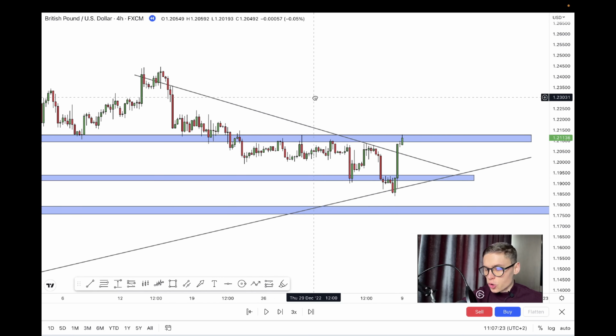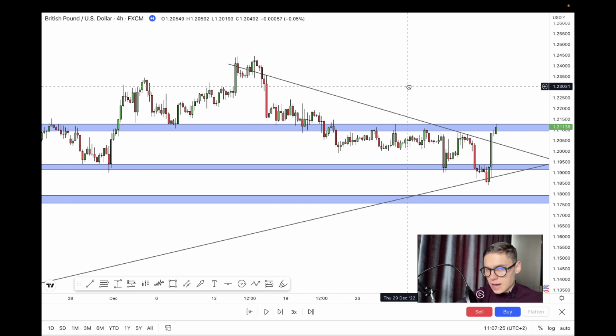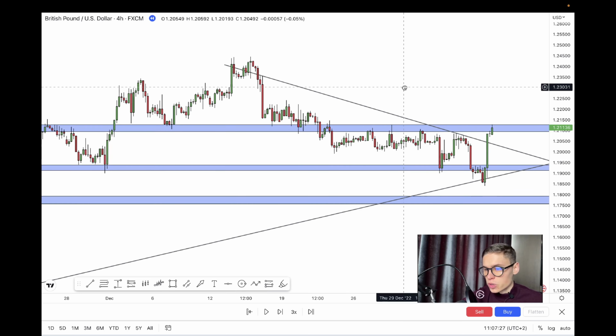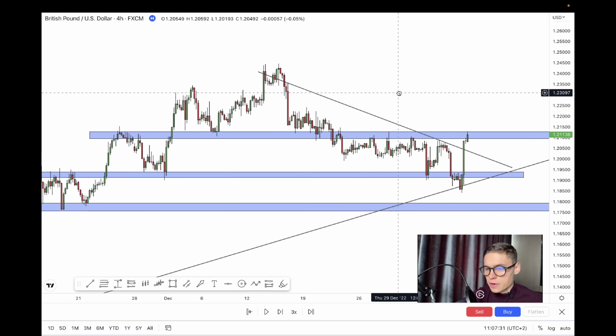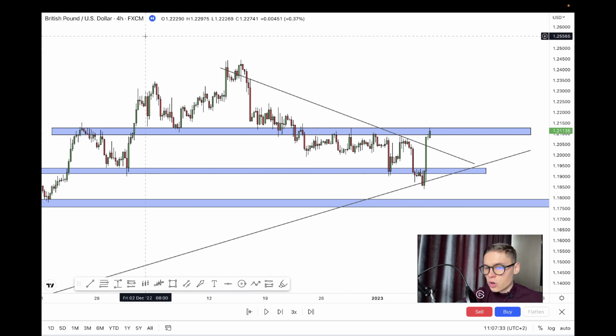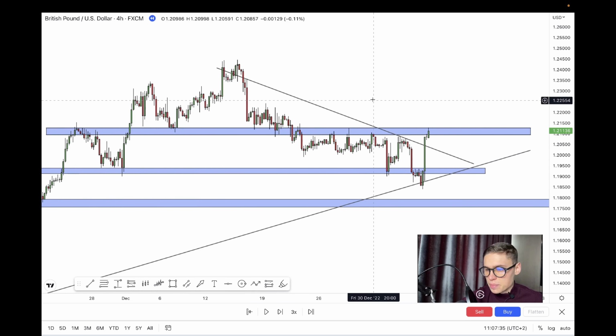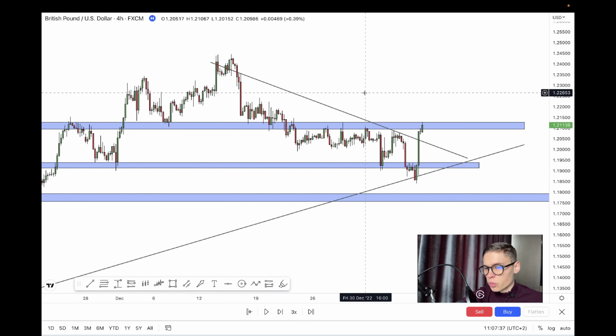So when we do our analysis on a bigger time frame and we get a better understanding where the market is going, we can actually scale down to lower time frames. In this case, now we are on 4-hour time frame, and here we can look for even more analysis.